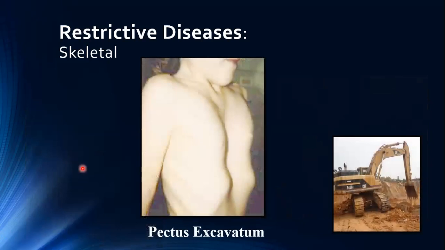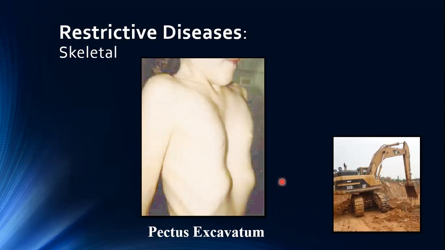When you think about a company building a new shopping mall, they have to first do excavation, right? They have to excavate the land, dig out the dirt and make it level. Well, this young man's chest looks like somebody took a forklift or a backhoe and just dug into his chest. That's how you have to think of it. That's why we show you this picture right here. That's called pectus excavatum because it's like excavation, right?